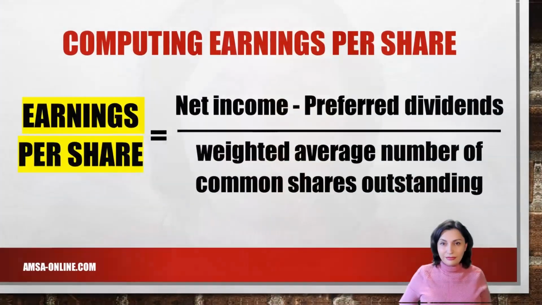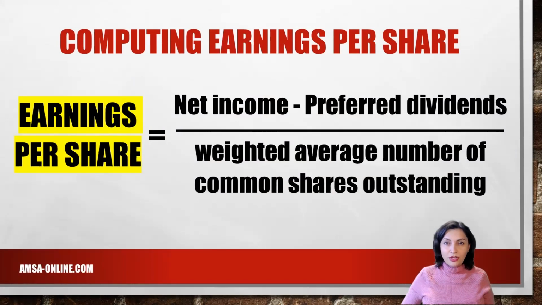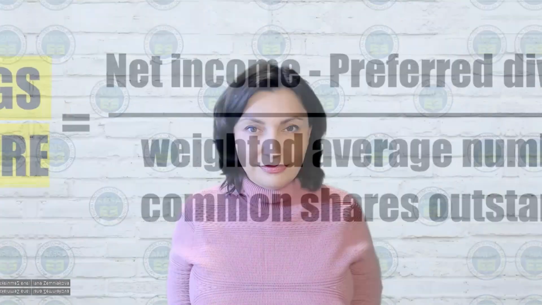For this exercise, we need to compute earnings per share data as it should appear on the income statement of Handley Corporation. Earnings per share, or EPS, is calculated as net income minus preferred dividends divided by the weighted average number of common shares outstanding. Dividends are payments to shareholders proportional to the number of shares owned.